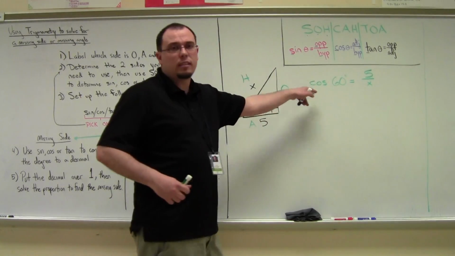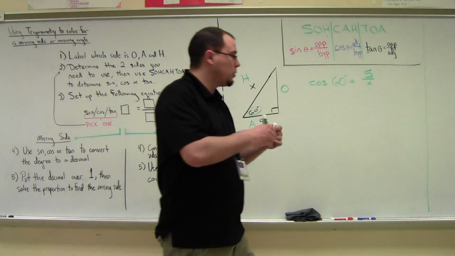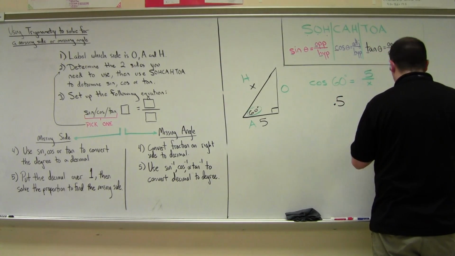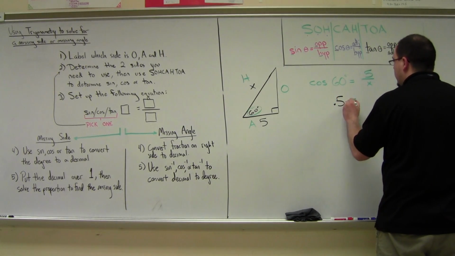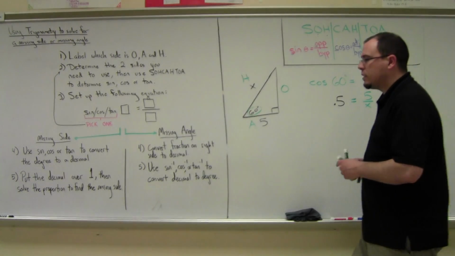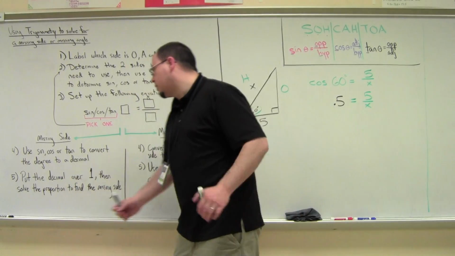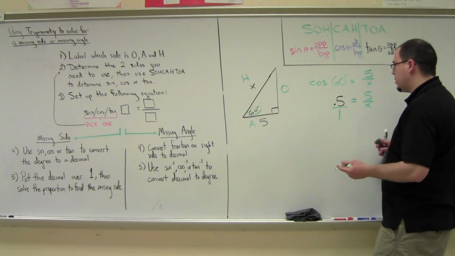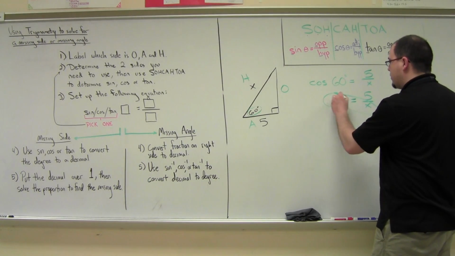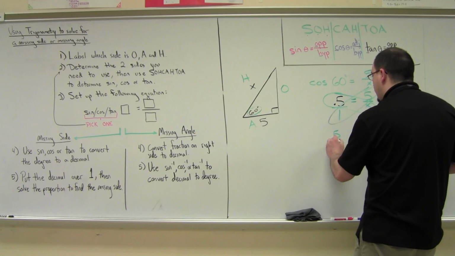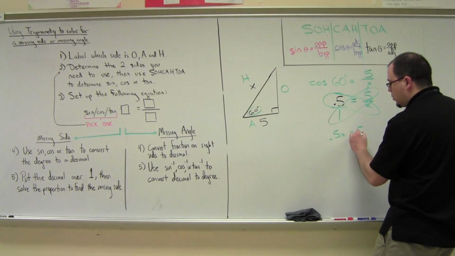We have cosine of 60 degrees. We just found out that it equals 0.5, so I'm going to write that in. Cosine of 60 degrees equals 0.5, and that's going to equal 5 over x. So our final step is we're going to put the decimal that we just got over 1, and then we're just going to cross multiply. So we're going to do 0.5 times x, and we're going to do 5 times 1. So we're going to get 0.5x equals 5 times 1, which is 5.